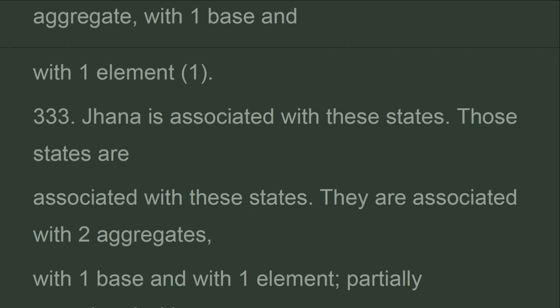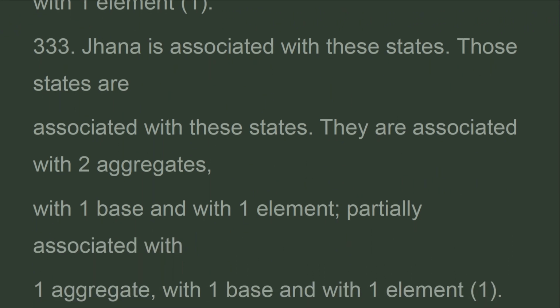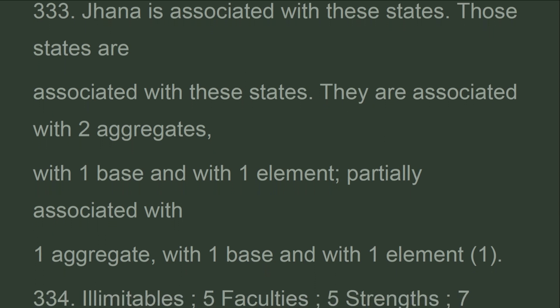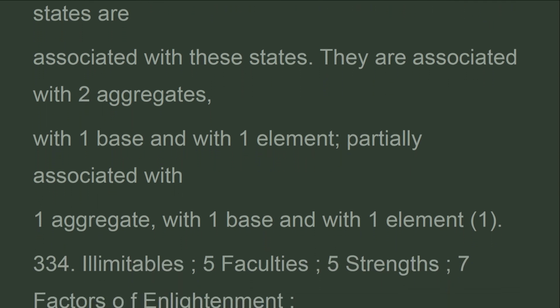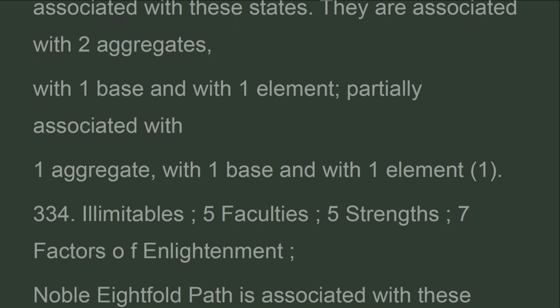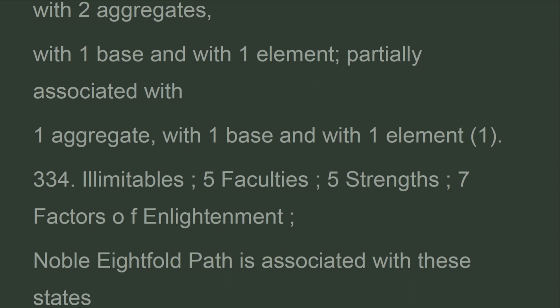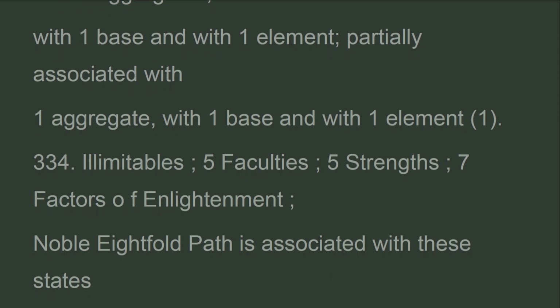333. Jhana is associated with these states. Those states are associated with these states. They are associated with two aggregates, with one base and with one element. Partially associated with one aggregate, with one base and with one element.